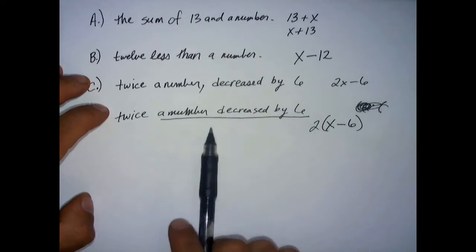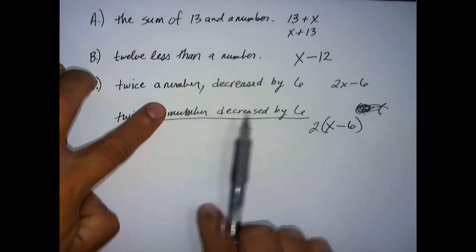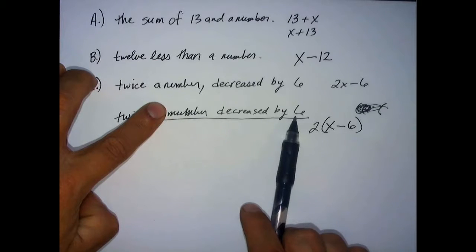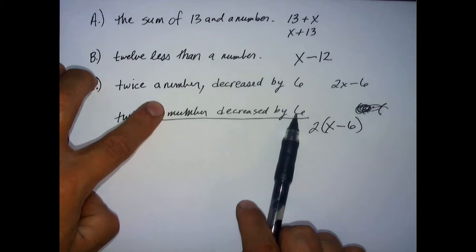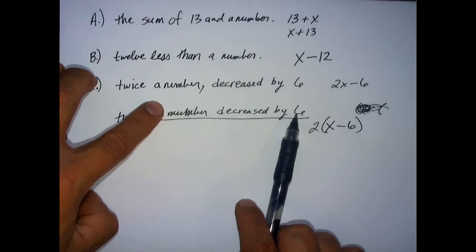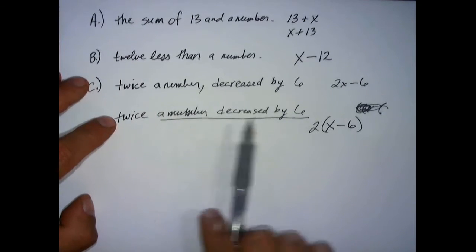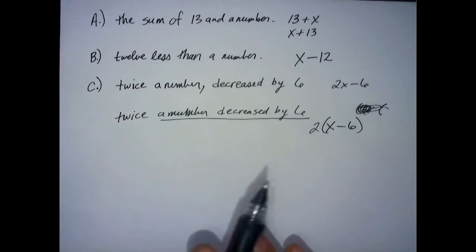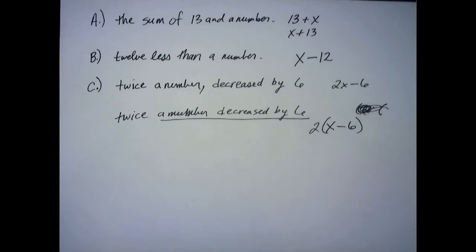If there isn't a comma, that means you have to do what comes after first. And hopefully there's not a whole lot of commas, because these get nasty. They're not going to get nasty in this lecture, but they could get nasty. Twice the number decreased by 6. Okay. All right.